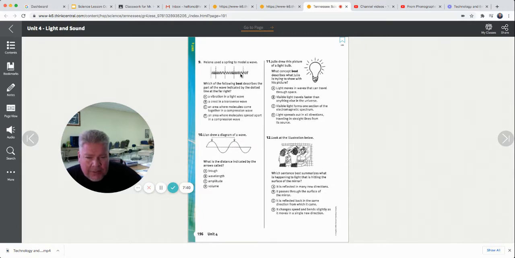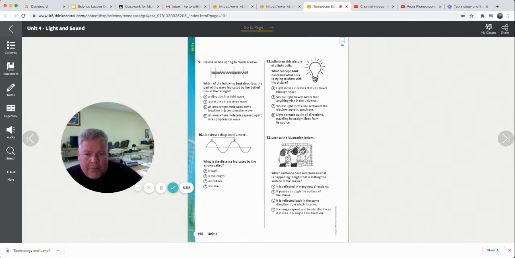Well, we see it's the part where it's spread out, right? Over here, the springs are all close together. But right here, it's spread out. So let's see which answer makes most sense. A vibration in a light wave? No, light waves look more like this down here. A crest in a transverse wave? No, this is a transverse wave and a crest is the top.